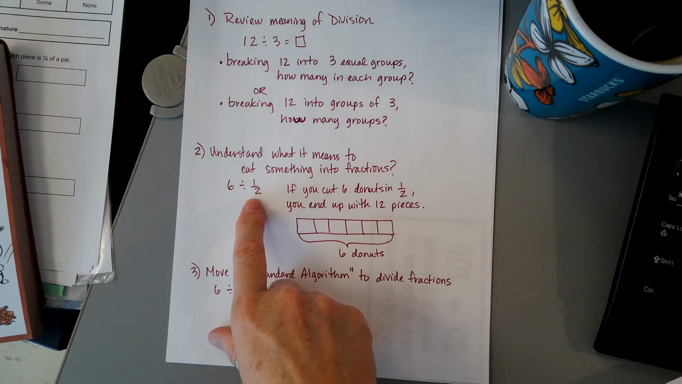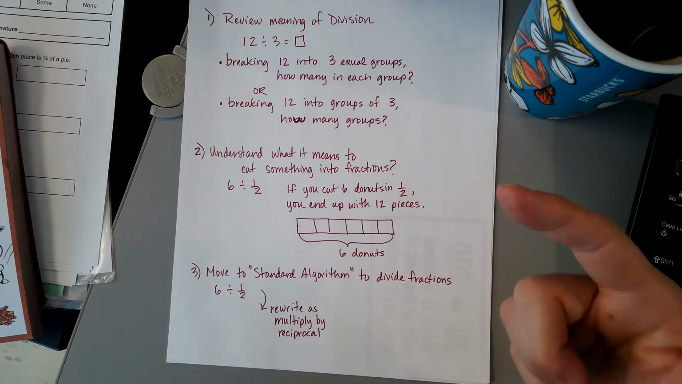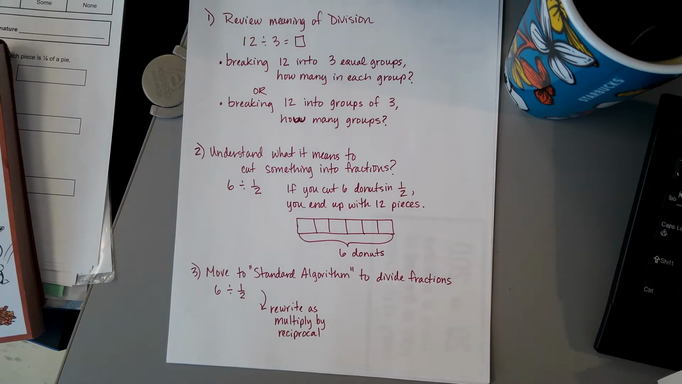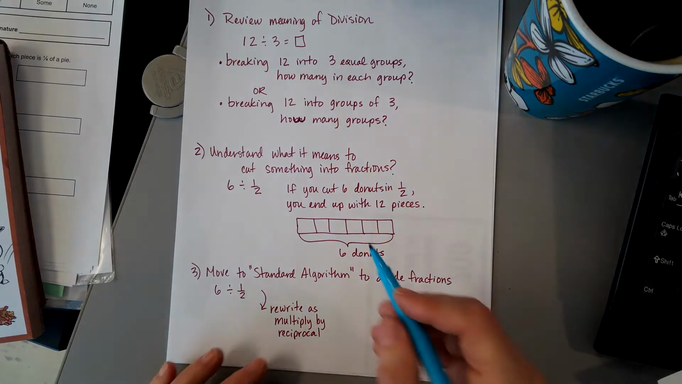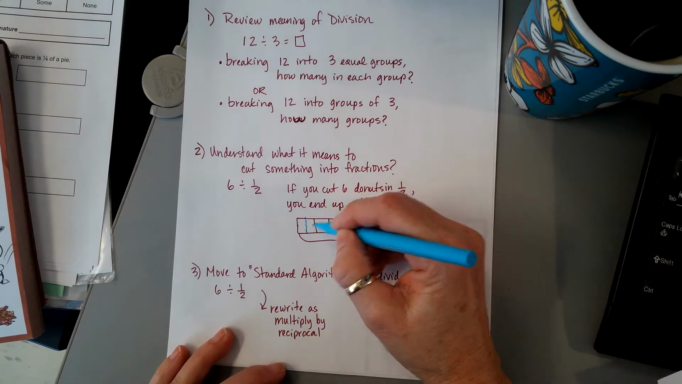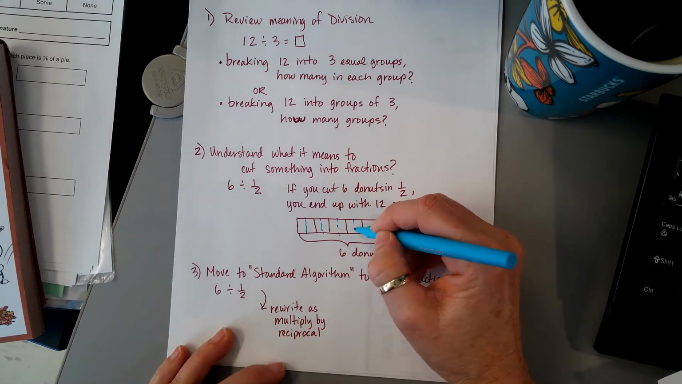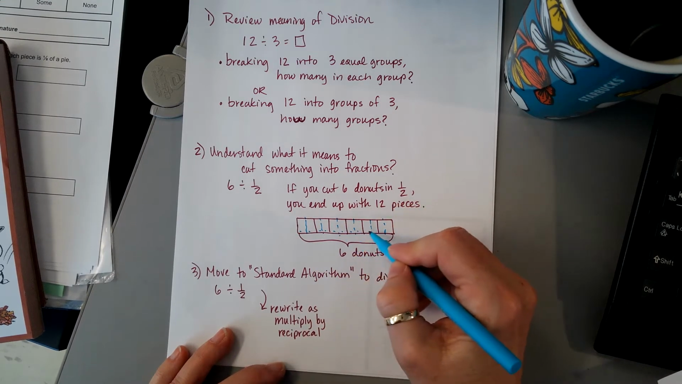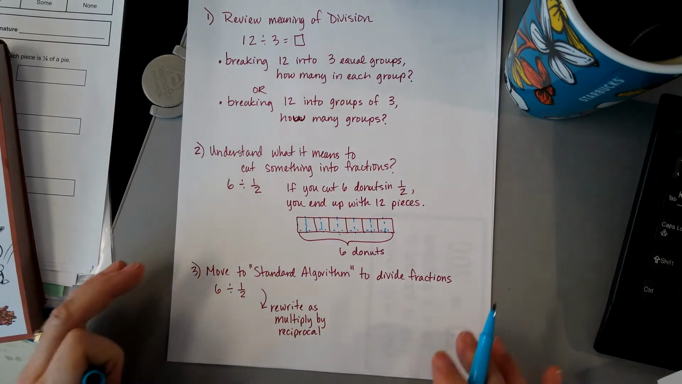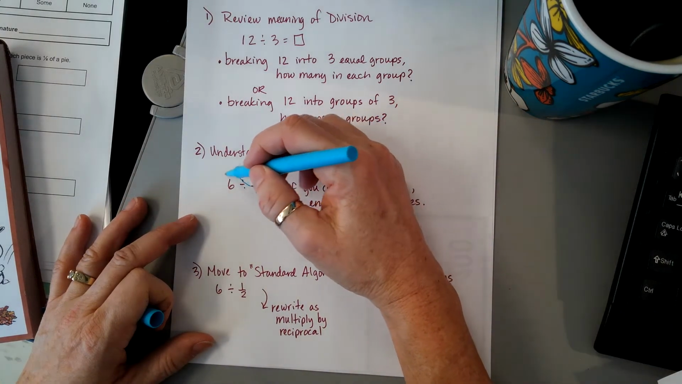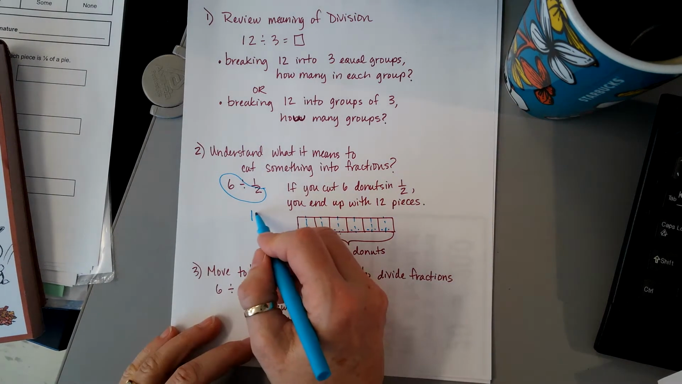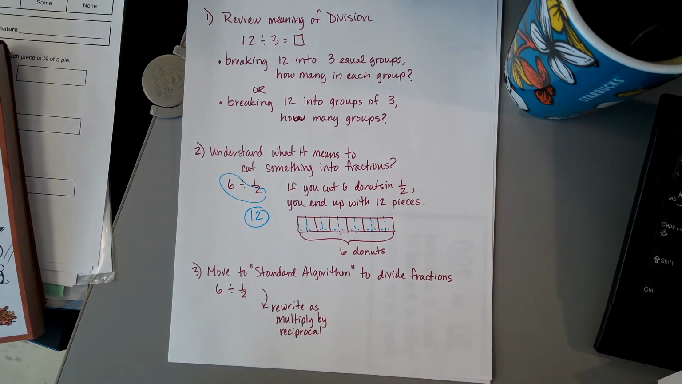So if we had the problem 6 divided by 1/2, I like to think of it as donuts. If I had 6 donuts and I cut each of them in half, we end up with 12 pieces. So here's my 6 donuts. I cut each one in half. And I have 1, 2, 3, 4, 5, 6, 7, 8, 9, 10, 11, 12. And what the kids decided was, if we multiply by that denominator, it turns out to be a 12, which works pretty well when you have a unit of 1.